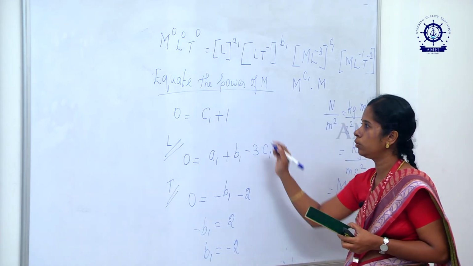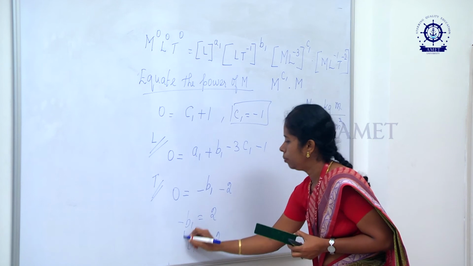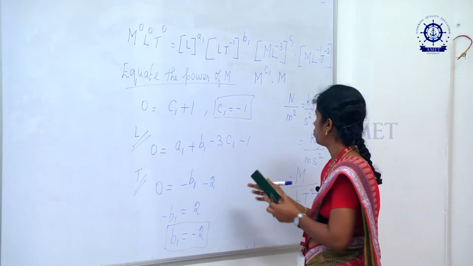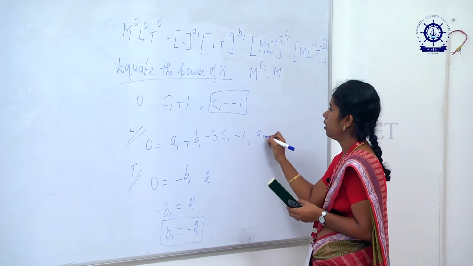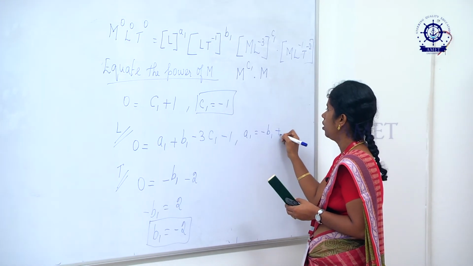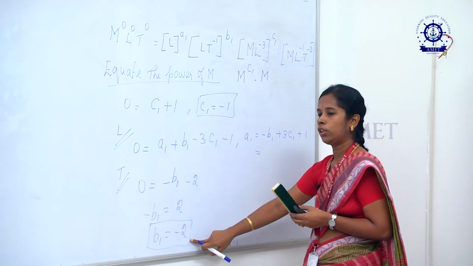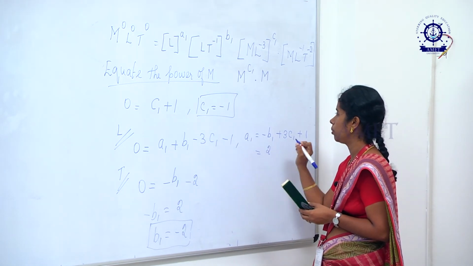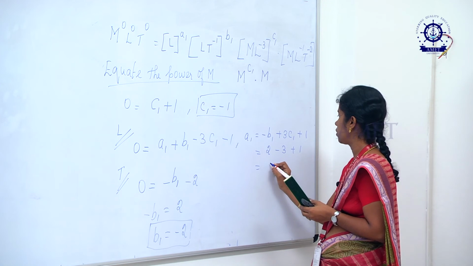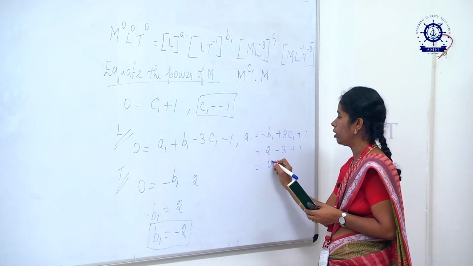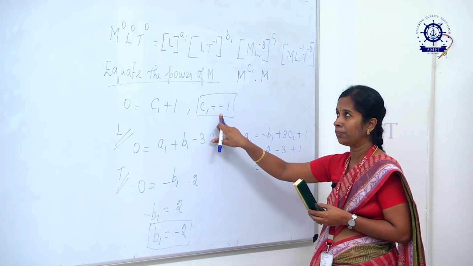So, one I have found out. The second, here also I can say C1 is equal to minus 1, B1 is equal to minus 2. So A1 will become, from this I can say A1 is equal to minus B1 plus 3C1 plus 1. B1 value I have found to be minus 2, so it will become plus 2 minus 3 plus 1, or it is 3 minus 3, it will be 0. A1 will be 0, B1 will be minus 2, C1 will be minus 1.